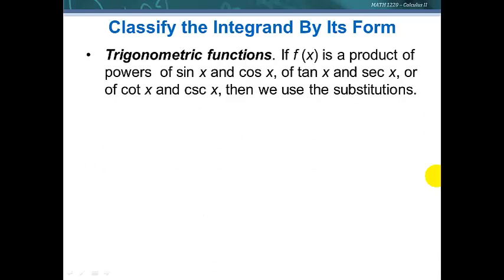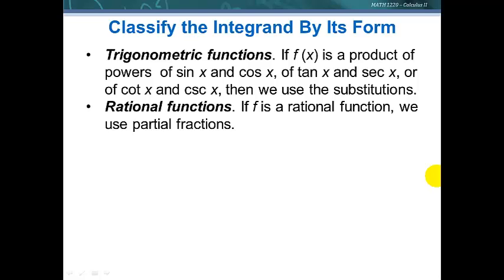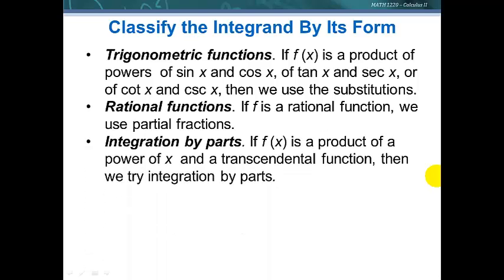Now the next thing we'd want to do is look at the integrand and classify it by the form that it is. If we see trig functions, products of powers of sines and cosines, of tangents and secants, of cotangents and cosecants, then we know we can use substitutions because we know the derivatives in these pairs: the derivatives of sines or cosines, the derivatives of tangents involve secants, etc. If we see rational functions, then we would think partial fractions. We'd look to see if we could factor the denominator and split it up into partial fractions.